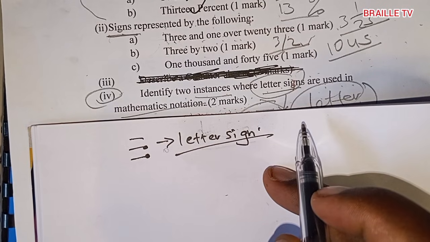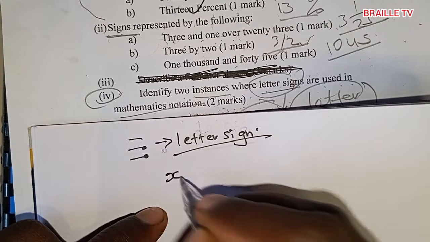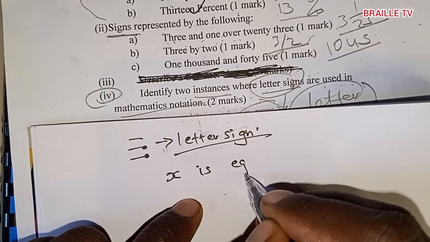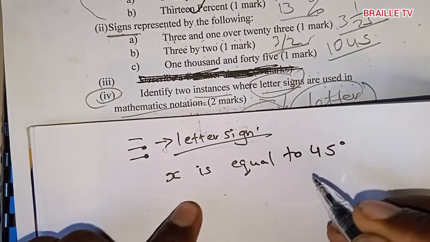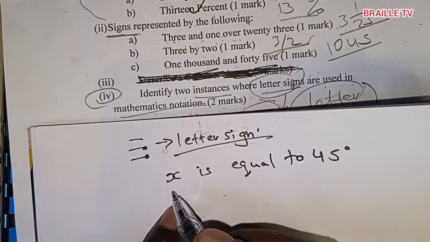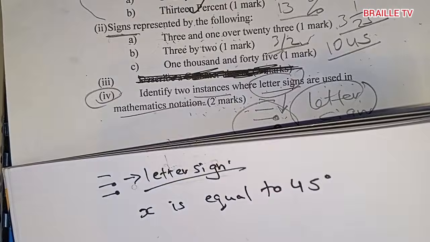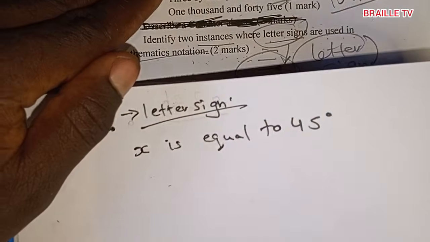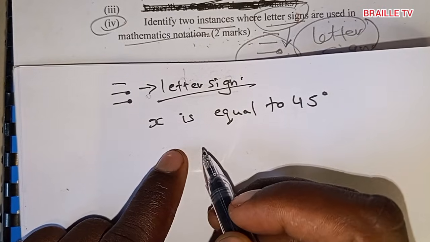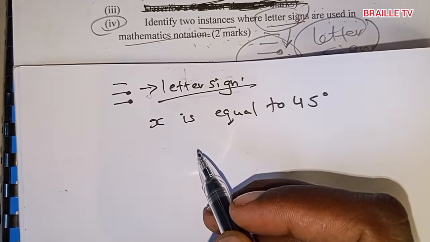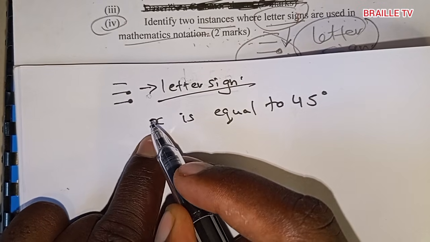Long letters in sentences, maybe in mathematics. For example, you can say x is equal to 45 degrees. So this is what we call long letters, that is, a letter alone. That's what I'm saying. Long letters, alone, by itself. You see a letter standing alone. You must use a letter sign, because if you don't put a letter sign to show that this one is a letter, it will mean a contraction.